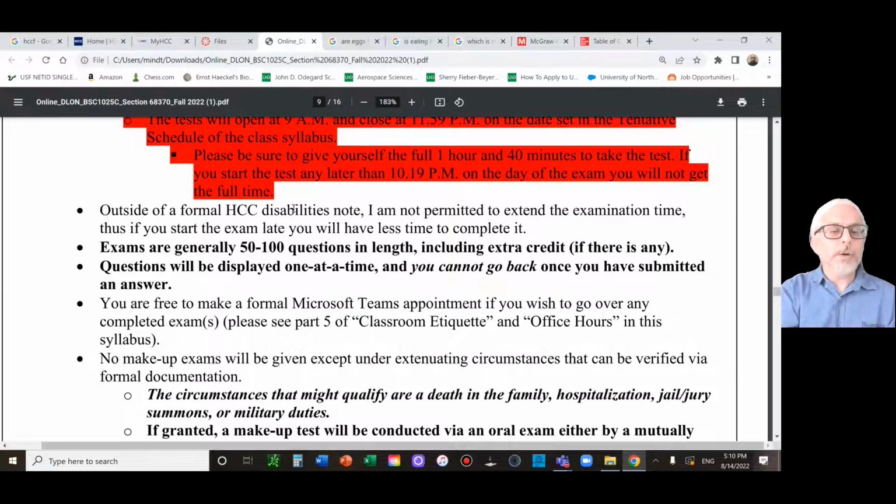Now, outside of disabilities notes, which comes from the college, not from you, go and talk to the disabilities office, then they will send me paperwork. I can't extend test time, so don't ask. I will follow state law. My tests are usually 50 to 100 questions. If you don't like that, find a different class.